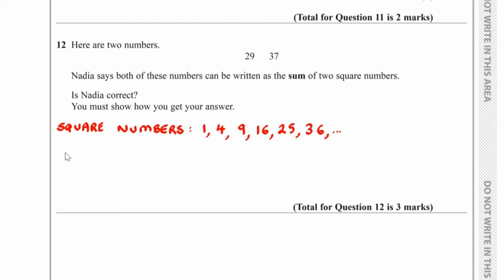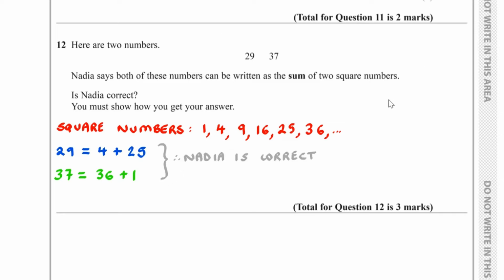So if I think about this 29, we can rewrite it as the sum of two square numbers. We can write it as 4 plus 25. 4 is a square number, 25 is a square number. And this 37 we can write as the sum of 36 and 1. 36 is a square number, 1 is a square number. And therefore, from these two statements, what we can conclude is Nadia is correct.